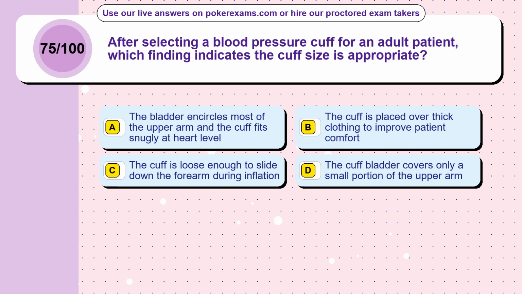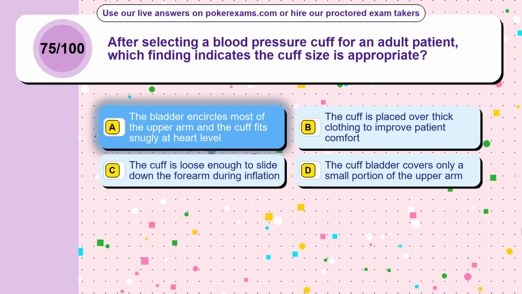Question 75. After selecting a blood pressure cuff for an adult patient, which finding indicates the cuff size is appropriate? Option A. The bladder encircles most of the upper arm and the cuff fits snugly at heart level. Option B. The cuff is placed over thick clothing to improve patient comfort. Option C. The cuff is loose enough to slide down the forearm during inflation. Option D. The cuff bladder covers only a small portion of the upper arm.